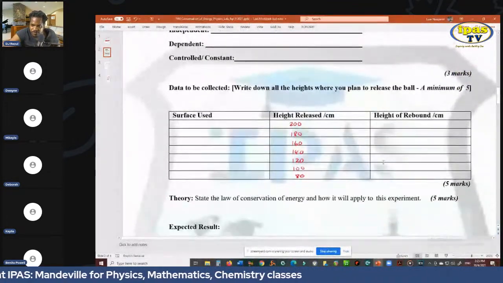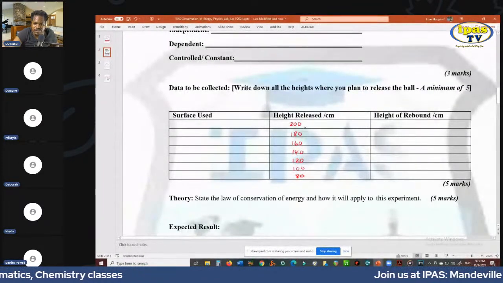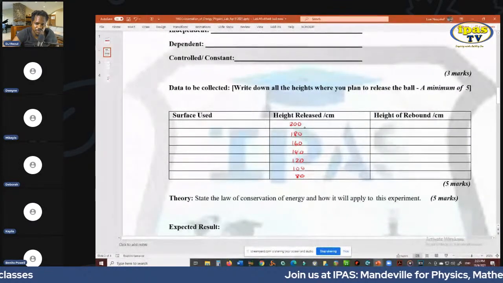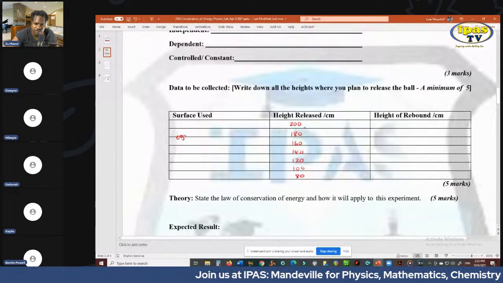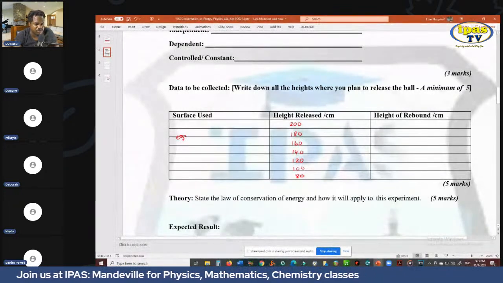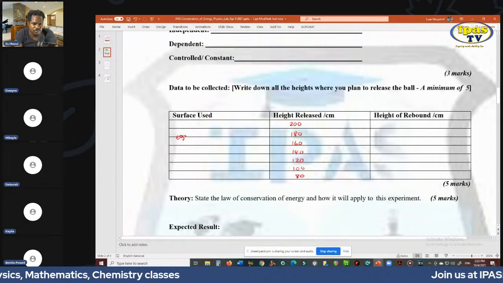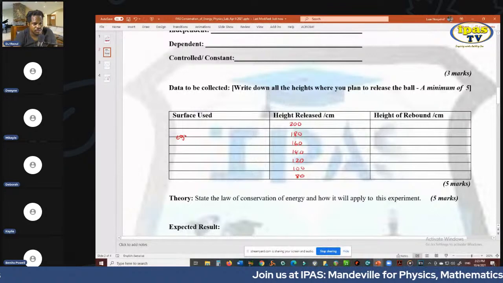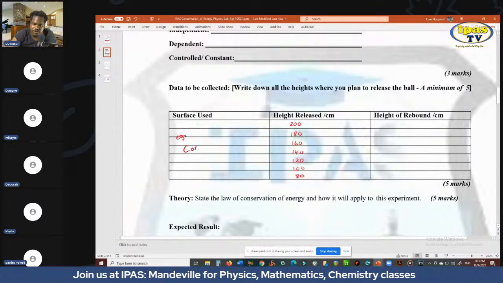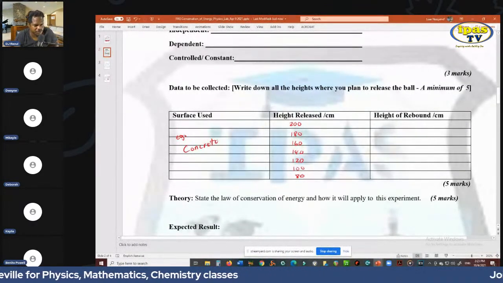See 5 marks here. Of course, if you're going to change the height, you're going to write the surface you're going to use. Tell me some good surfaces you could use to test the ability of a ball to bounce. Concrete floor. Yeah, concrete, good.